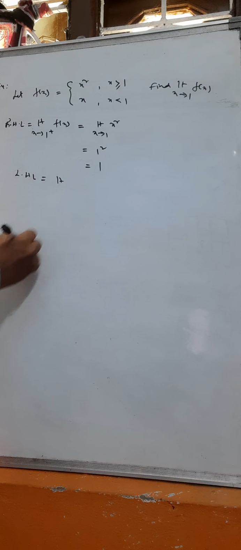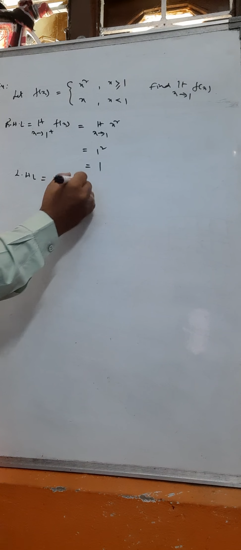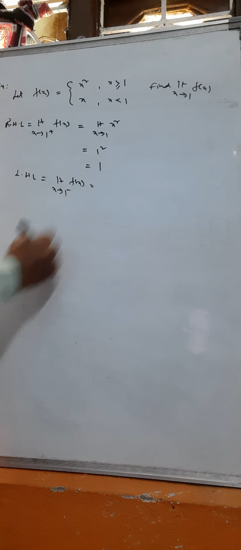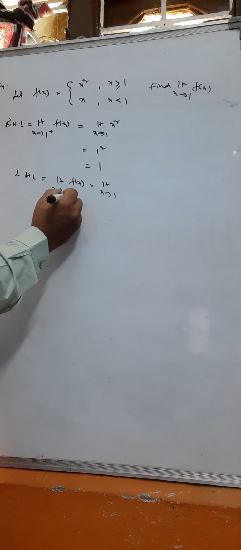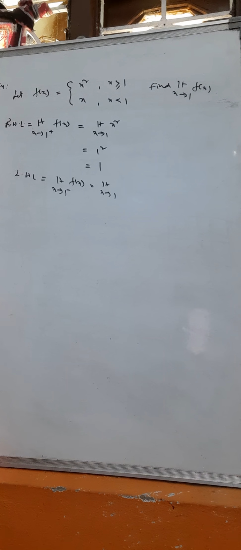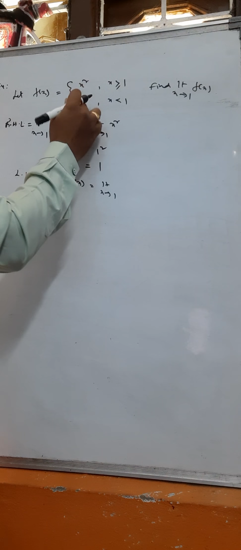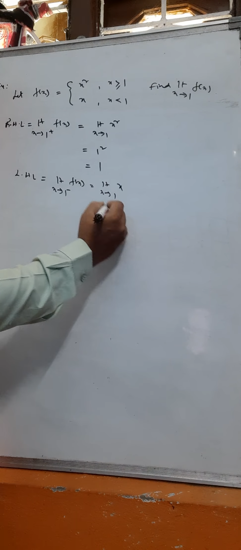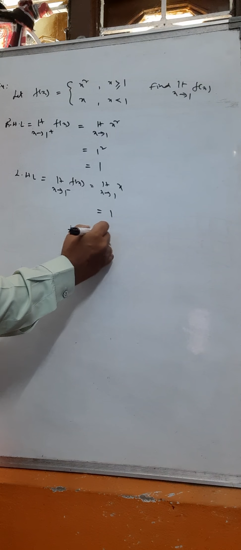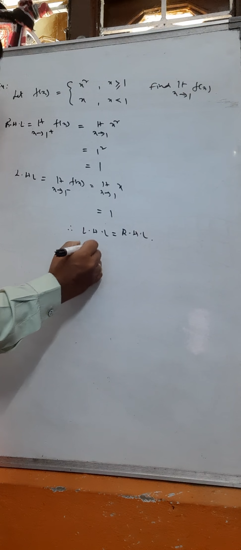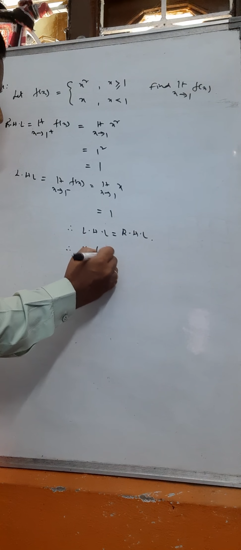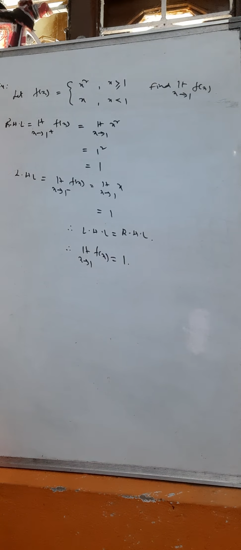LHL means left hand limit. Limit x tends to 1 minus f of x. So here it is a limit x tends to 1 minus. 1 minus means less than 1. So LHL is 1. Therefore LHL is equal to RHL. So from this we can say that limit x tends to 1 f of x is equal to 1.